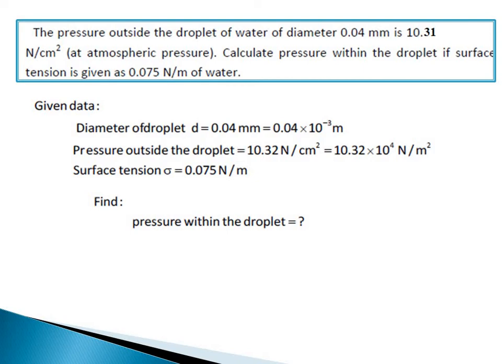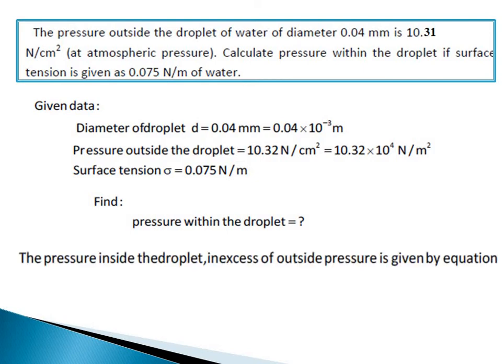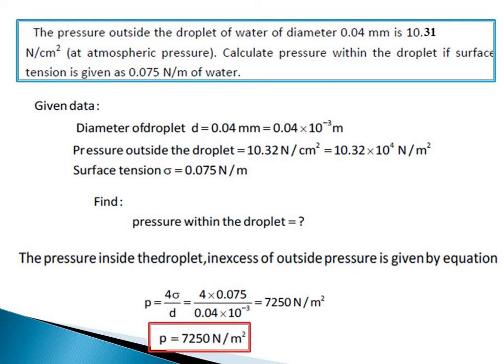Now we have to find out the pressure within the droplet itself. The pressure inside the droplet over the outside pressure is given by the equation P equals 4 sigma by d. So pressure P can be given as 4 into 0.075, the surface tension, divided by the diameter of the droplet, and the pressure is equal to 7250 Newton per meter square.